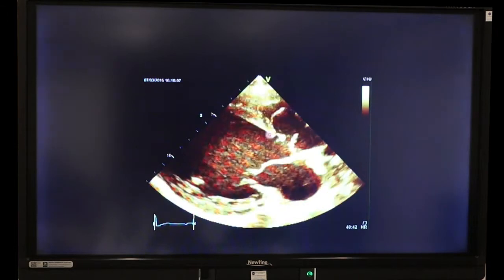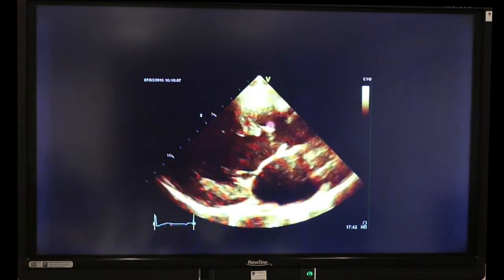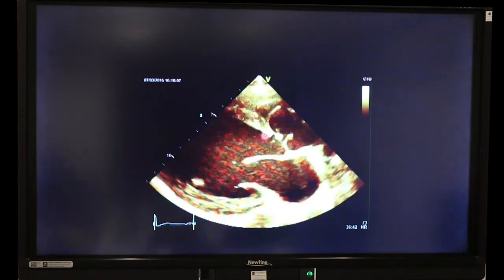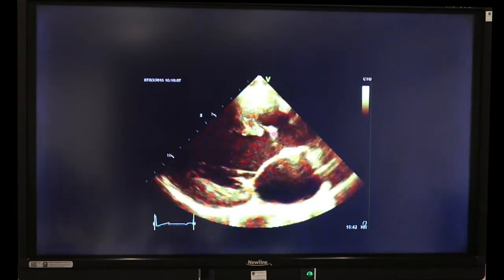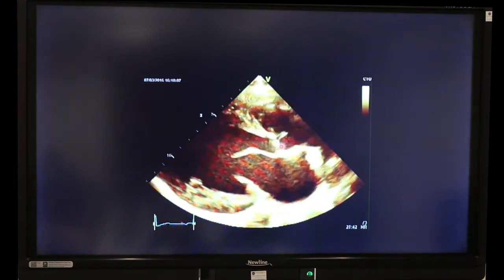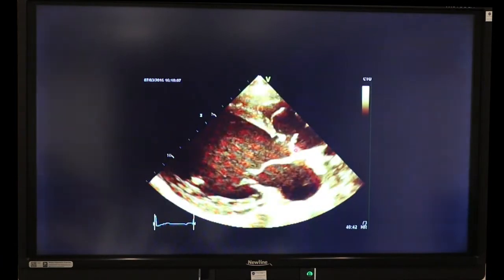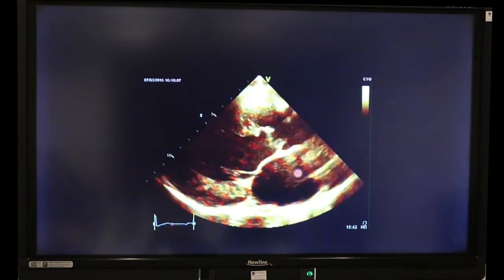And there is also a small VSD. Actually, the sinus of Valsalva was trying to close this VSD, and that caused a distortion of the aortic valve. Along with this, you can clearly appreciate the dilatation of the left atrium.